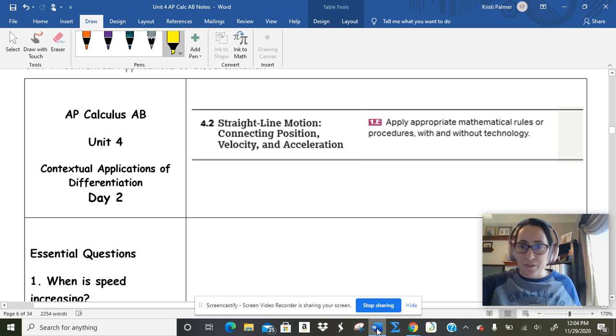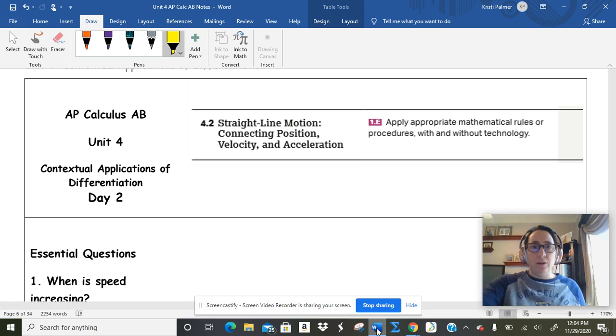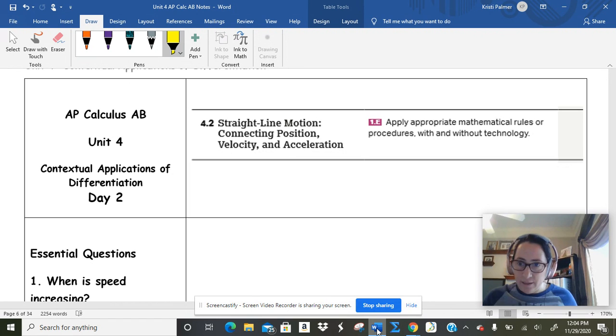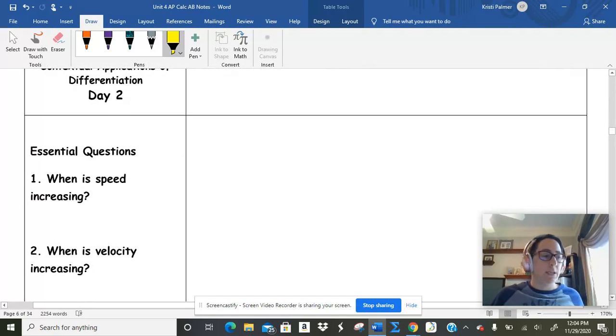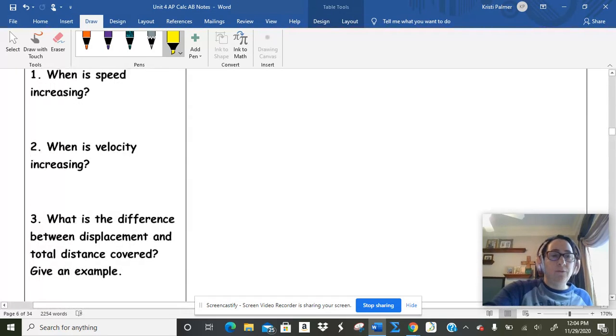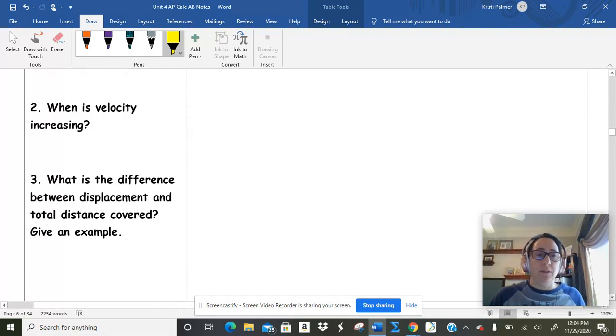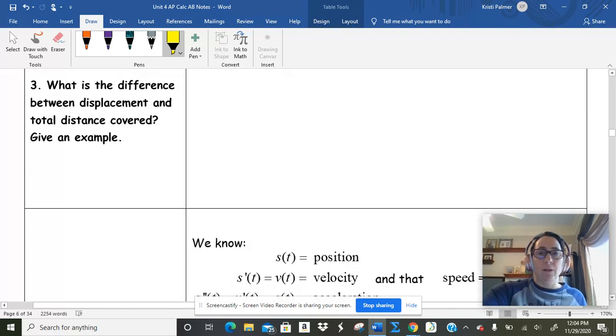Hey guys, so we are starting day 2 of Unit 4, still all in the motion category. Today we're still going to connect velocity. When is velocity increasing? When is the speed increasing? What's the difference between displacement and total distance? Those are the things we want to focus on here.